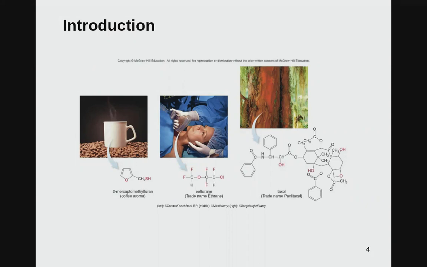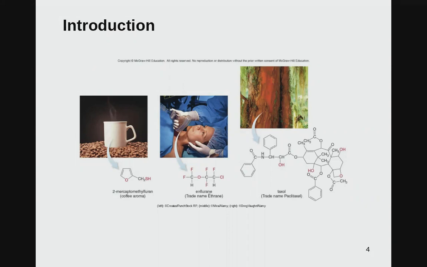Enflurane, whose trade name, like Advil sort of name, would be Ethrane, is what you use to put people to sleep, and it's an anesthetic, right? Helps people fall asleep before they get surgery. And then finally, we have Taxol, which, as you notice, is a monster. It's derived from redwoods. And as you can see, this is an alcohol, right? It's got a bunch of OHs spread over it.